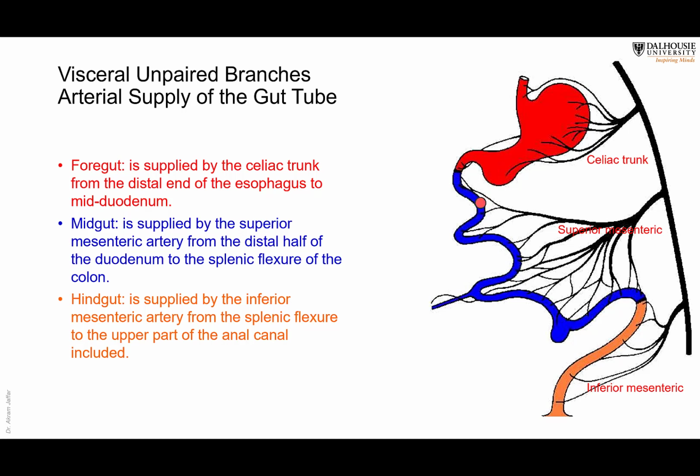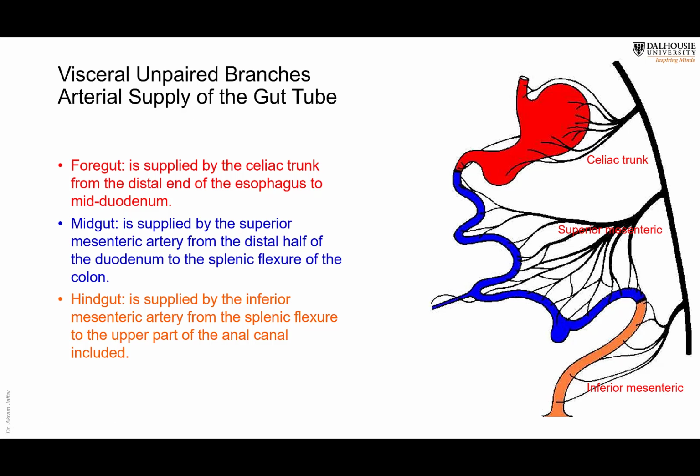So the midgut includes the distal half of the duodenum, all the remaining part of the small intestine, the cecum, the ascending colon, until it reaches the splenic flexure. That's the midgut. So it's not only restricted to small intestine, but the beginning of the large intestine until the splenic flexure. And from that point, it is the hindgut.